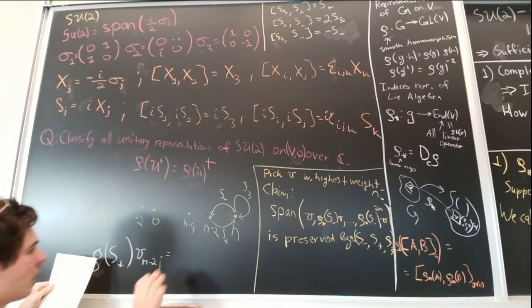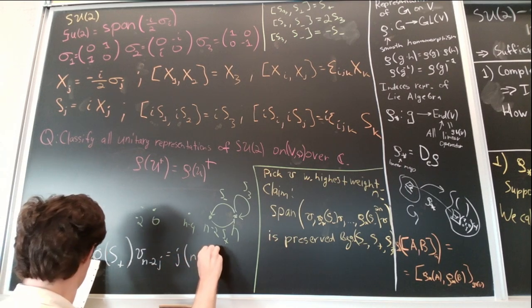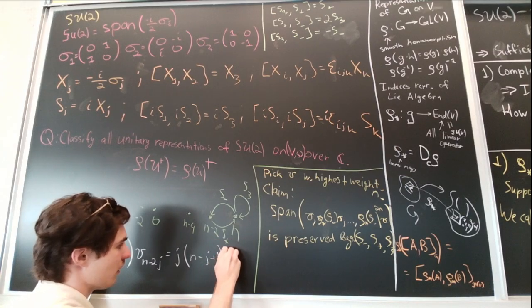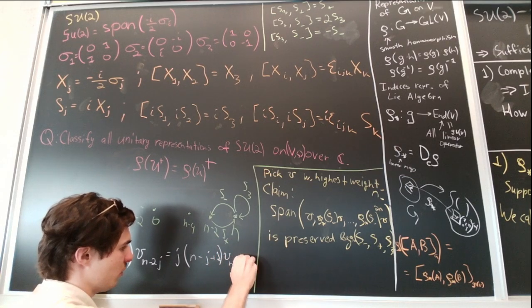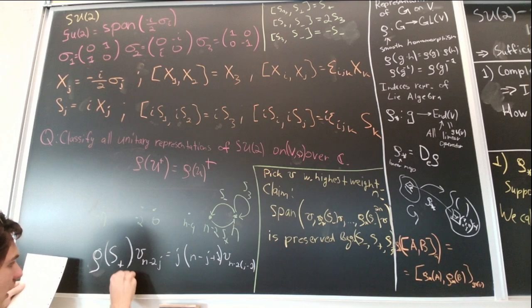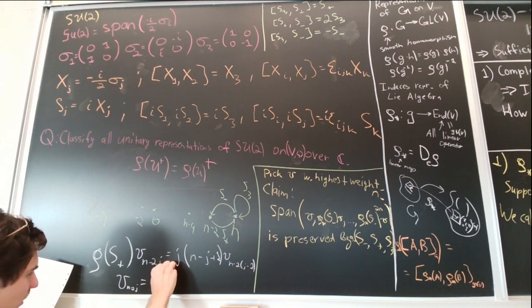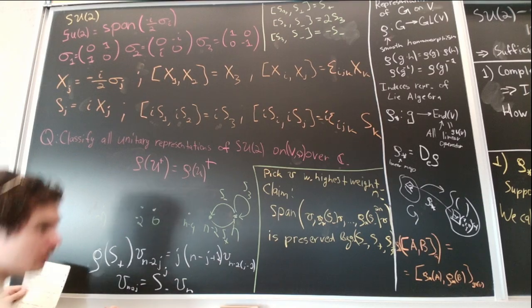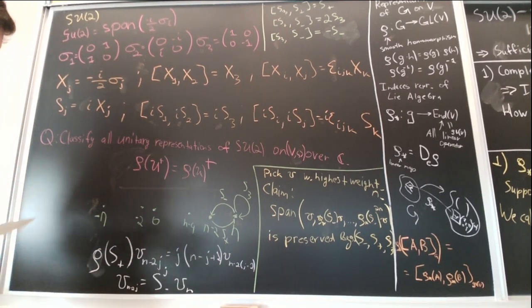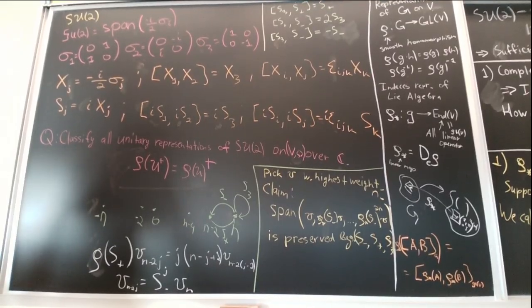Okay, is J n minus J plus 1 Vn minus 2J minus 1. Okay, where Vn minus 2J is I apply S minus n J times to the some highest weight vector. Okay. So, okay, all of these things we're going to prove next time by induction.